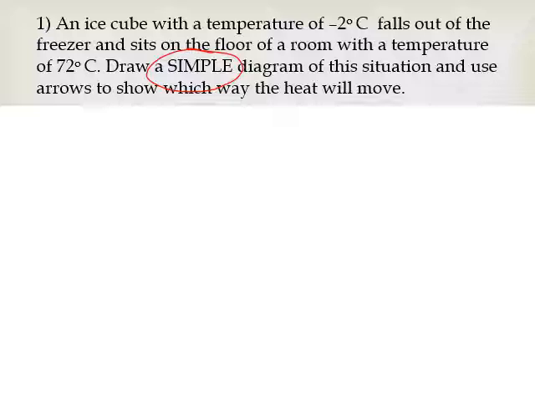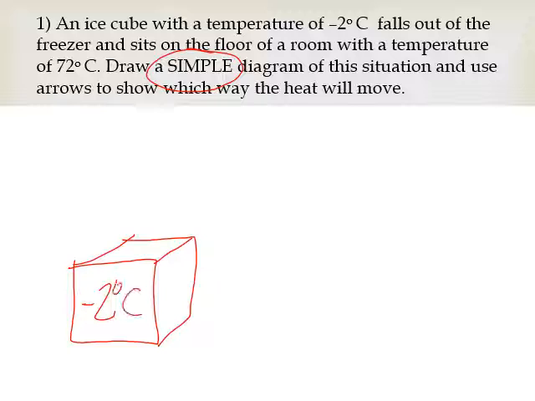It says an ice cube with a temperature of -2 degrees Celsius. So it's a little colder than the freezing point of water, so it's going to still be frozen. It's going to be an ice cube. So I'm going to just draw myself a quick little ice cube here. Nothing fancy. There's my ice cube. And it says it's at -2 degrees. I'm going to write that right here. There we go. -2 degrees Celsius for this ice cube.